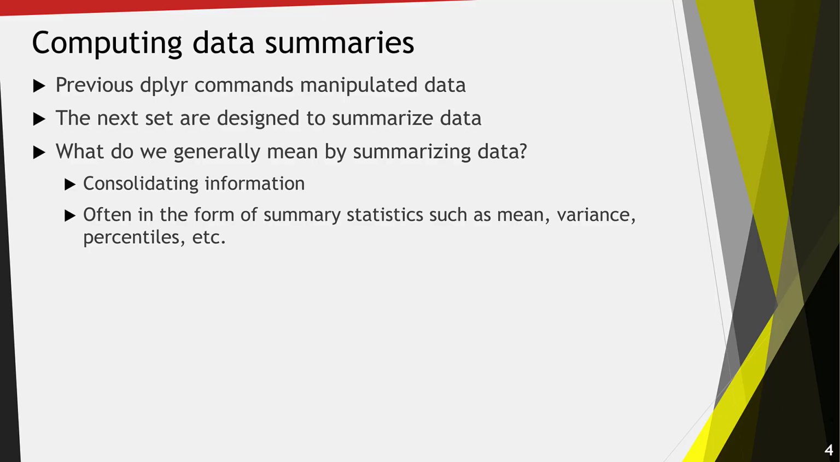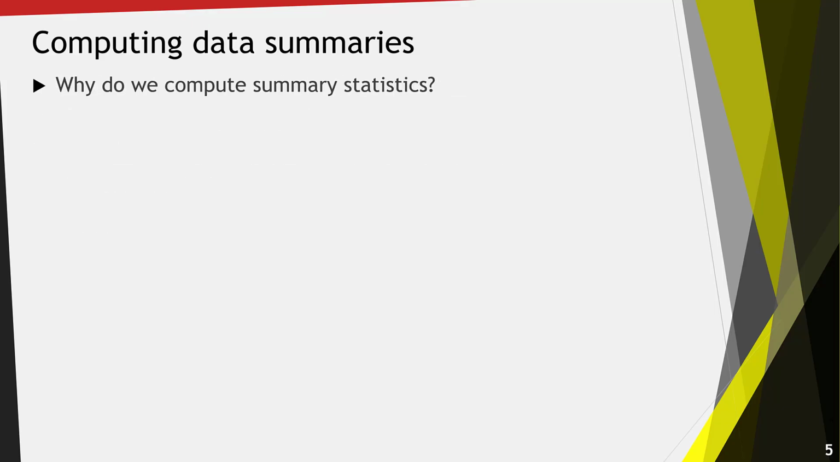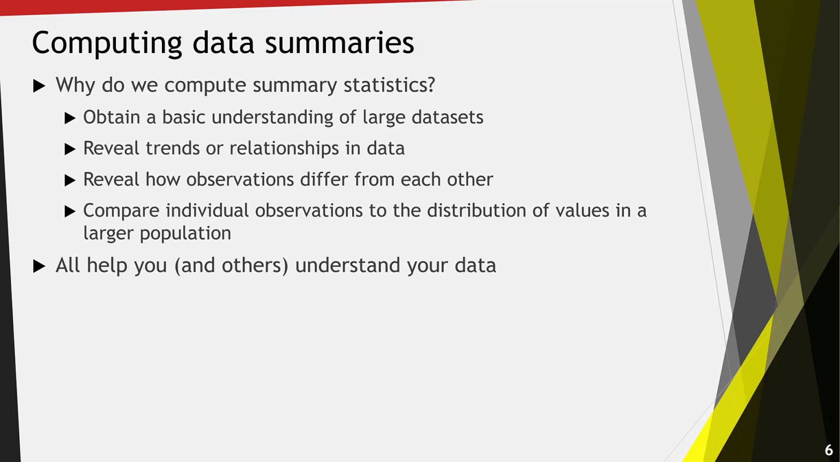Usually it's consolidating information, often in the form of summary statistics such as the mean, the variance, percentiles, and so on. So why is it that we compute summary statistics? We do this to get a basic understanding of large data sets. Summary statistics might reveal trends or relationships in our data. They can reveal how observations differ from each other, or they allow us to compare observations to the distributions of values in the larger population of our data set.